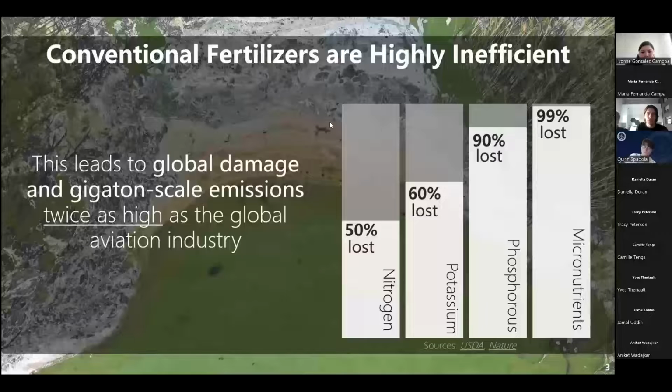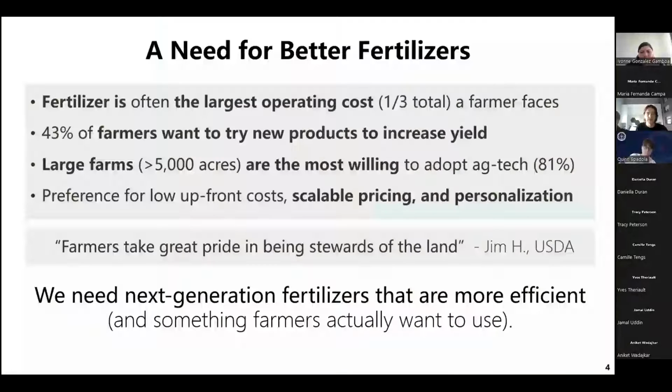We really think that conventional fertilizers are highly inefficient. For nitrogen fertilizers, about 50% of what's applied is lost. This goes up to 90% for phosphorus fertilizers, and it can be even higher for some micronutrient fertilizers. Essentially, they're applied and they wash into the environment. This is similar to what Yvonne said about pesticides. A lot of what is applied is just inefficiently used. This can lead to global ecological damage and also some really high emissions, more than twice the emissions of the global aviation sector. So it's a really important thing to address.